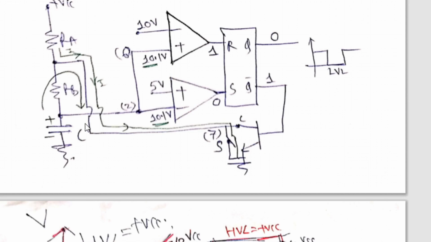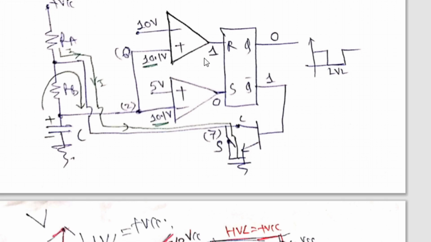Now you can easily understand, when discharging of capacitor starts, immediately this voltage, which was about 10 volt, will come below 10 volt. Yes, but even though it comes below 10 volt, LVL will continue to remain there unless and until the capacitor gets discharged to the level of one-third Vcc. So now see here, let us consider this is less than 10.1 volt, 9 volt. So when this is 9 volt, this is also 9 volt.